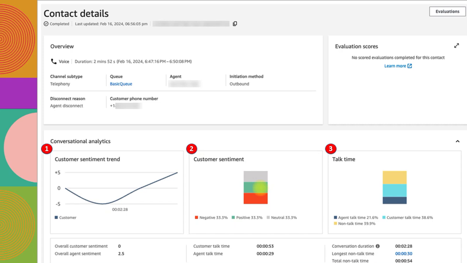and it automatically produces this dashboard. This dashboard basically shows the contact details. It's a voice call. It was 2 minutes long. It was on the basic queue. Here's the agent. Here's the customer number. And it was an outbound call.